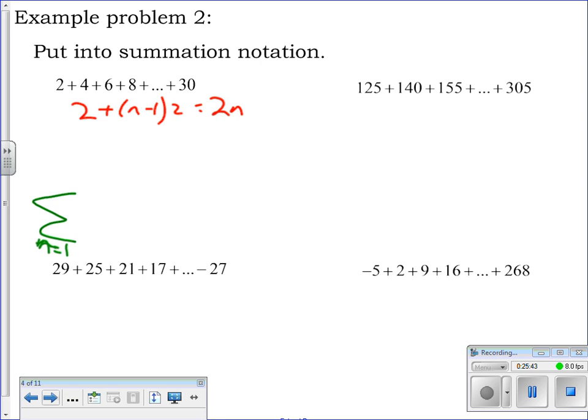Does that make sense? Which means we once again go back to our formula here and figure out what N is. It's not that hard with this one. If I'm counting by 2s, the 30th term is which one? 30 is the 15th. Right? 2, 4, 6, 8, 10. If I'm counting by 2s and I get to 30, 30 is the 15th number of my sequence. So it's 1 to 15 of my formula, 2n. That's it. All that is to that.